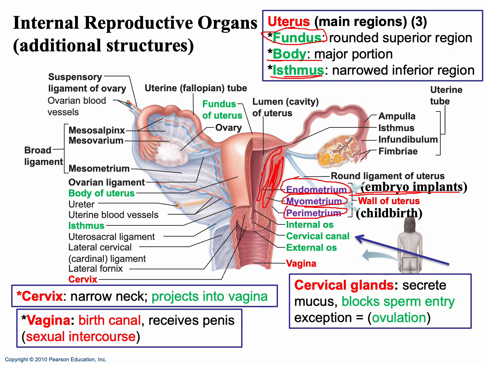The next structure we're going to take a look at is the cervix. So the cervix, it's kind of a narrow necked structure which projects into the vagina. So in this image here, the cervix would be this structure right here. And then we also then, of course, have the vagina.